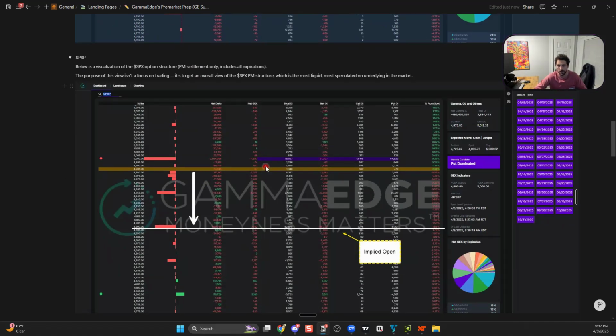So you heard me talk about it before, but then we move on to SPXP. Again, this is the PM settle complex. This is where your 0DTE dailies and weeklies reside. It is smaller than the SPX-A, so shorter term speculation goes on here.